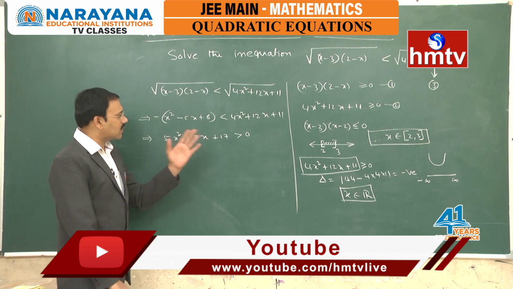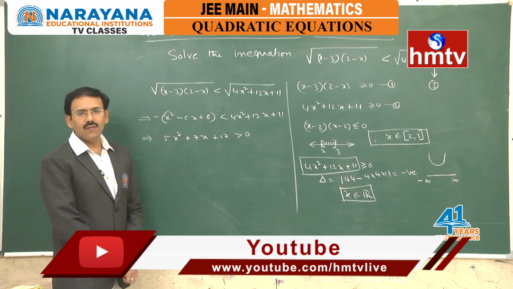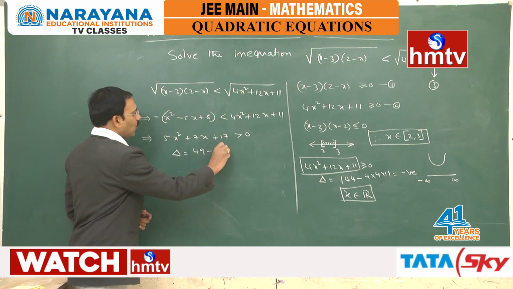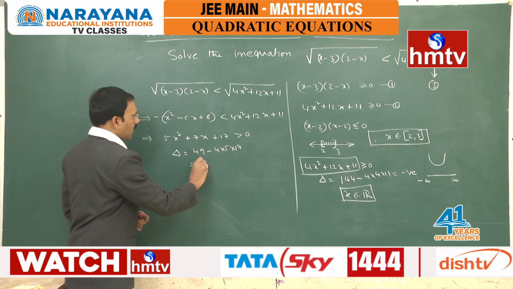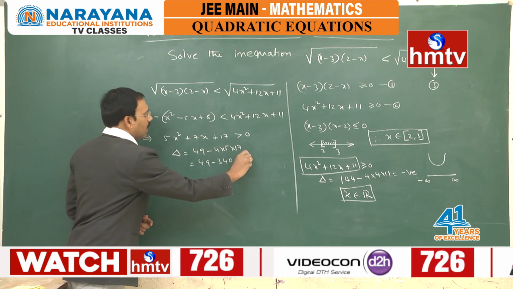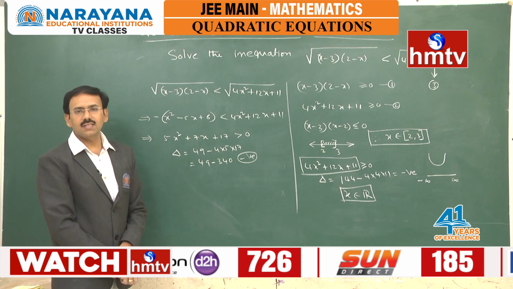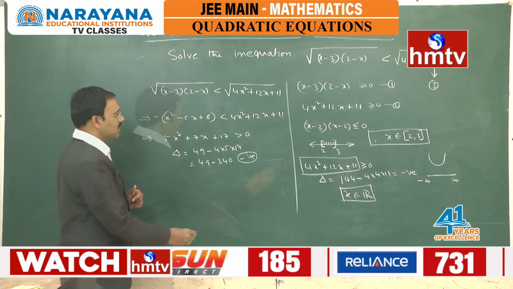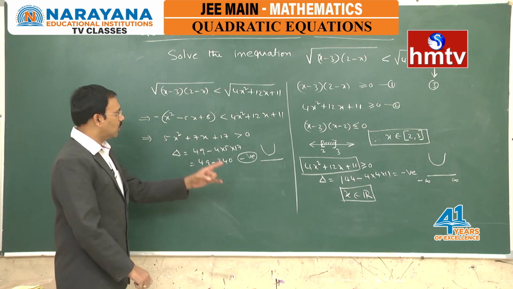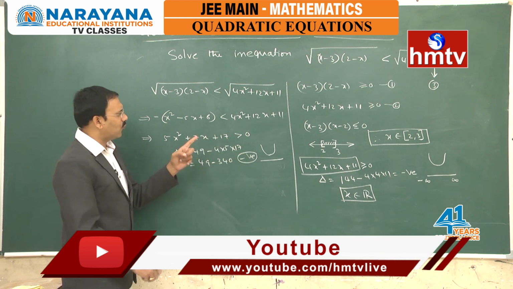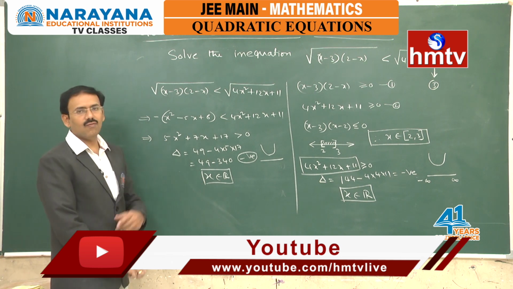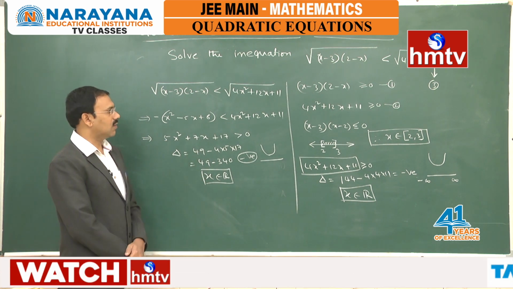Now, if you try to factorize here, we are unable to get the factors. Even if you just find delta, delta is b square minus 4ac, which is 49 minus 340, which is a negative number. If delta is negative, what does it mean? It means that it will be an upper parabola not intersecting the x axis. So, this will be greater than 0 for all x belongs to R. So, the solution set of this inequation is x belongs to R.